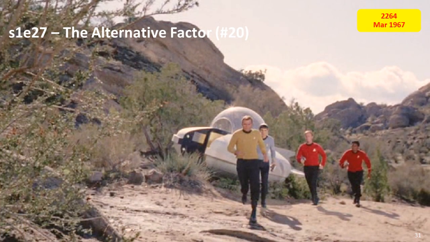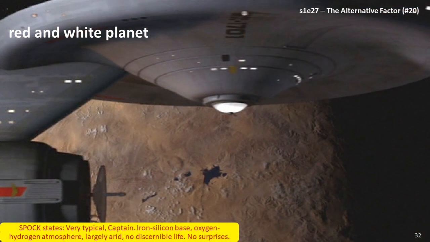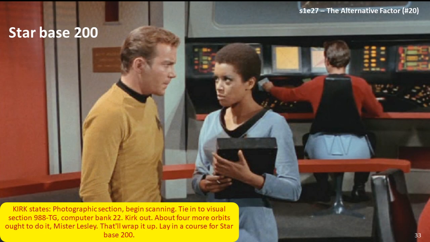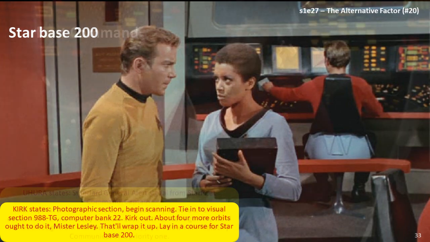The Alternative Factor is the 27th episode of the first season. It was the 20th episode produced. In this episode, the Enterprise surveys an unnamed planet which in an alternate universe houses a civilization, perhaps. The episode mentions a Starbase 200. This could imply there are at least 200 starbases, which seems like a rather high number.